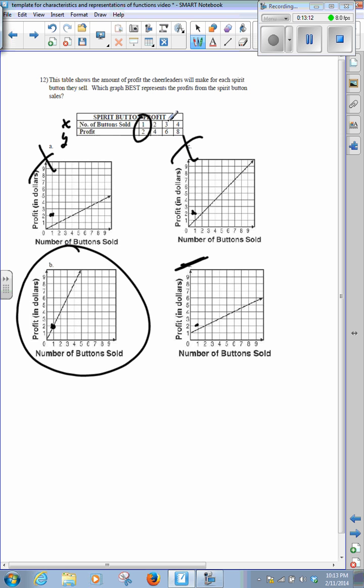Let's just double check to make sure here, because we should also have the point 2, 4, so over 2 and up 4. Yep, it's on there. Then over 3 and up 6, and then over 4 and up 8. So yep, B is in fact the right one.